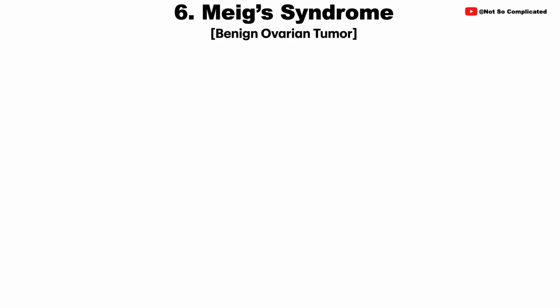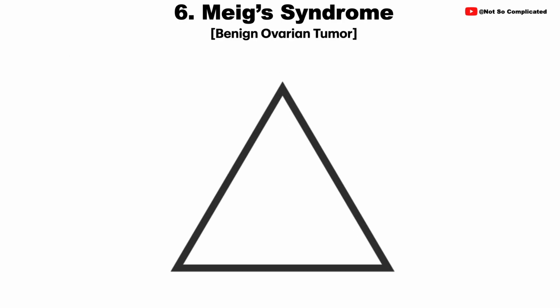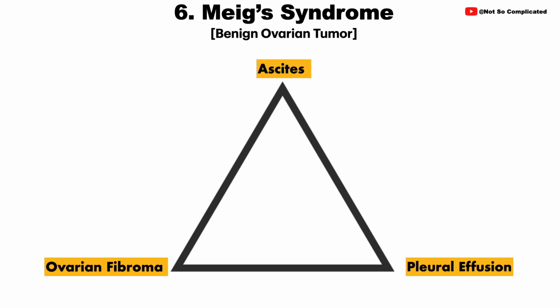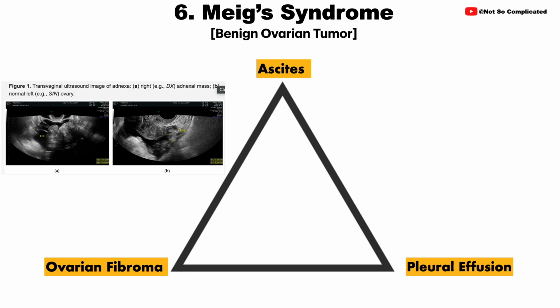Now talking about Meigs syndrome, it is about a benign ovarian tumor, and the features are ovarian fibroma, ascites, and pleural effusion. The first is the ovarian fibroma, and that will lead to hypersecretion, that is ascites, and then pleural effusion. Ascites can be infected or uninfected also. So this is how a transvaginal ultrasound image of the adnexa looks in an adnexal mass and in normal conditions. All right, so that is how Meigs syndrome is.